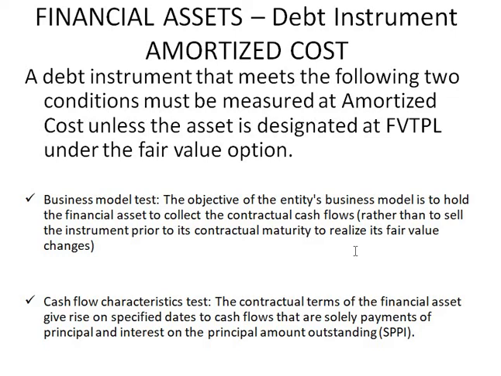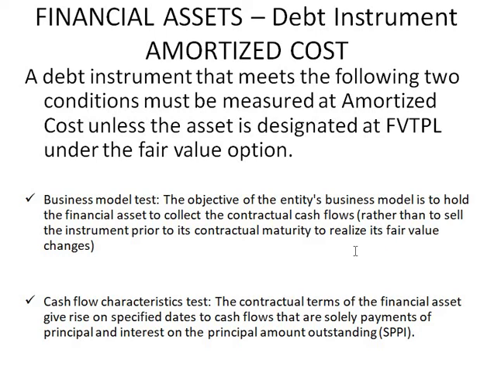A debt instrument can be bonds, debentures, treasury bills, and others. There are a lot of debt instruments, but for the purpose of this video, an example can be bonds, debentures, or treasury bills. So the standard requires that a financial asset, a debt instrument, should be amortized when the following two conditions are met. It must be measured at amortized cost unless the asset is designated at fair value through profit or loss under the fair value option.